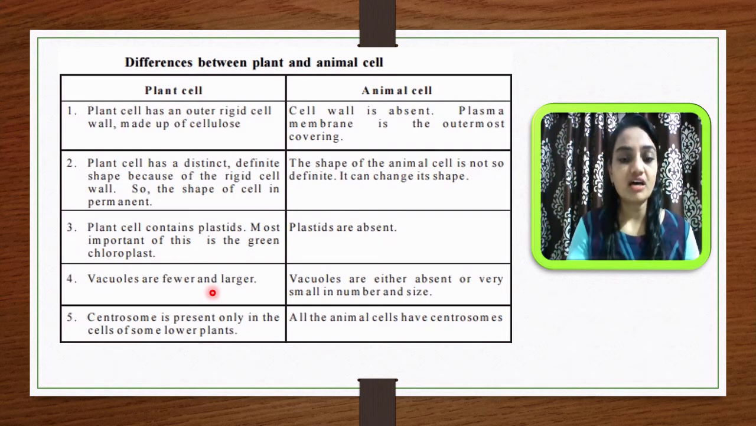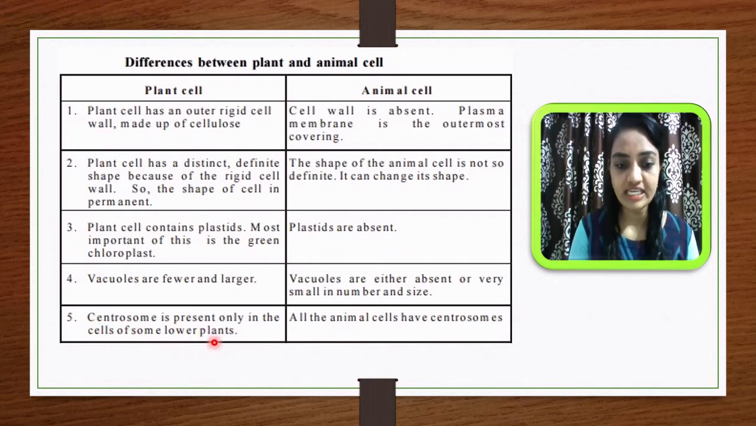But in the animal cell, what happens? Vacuoles are mostly absent, but if present, they are very small in size and very large in number. Large number and small size, but in the plant cell, fewer number and larger size. These are two differences. Then the fifth difference is that the centrosome is present only in the cells of some lower plants.